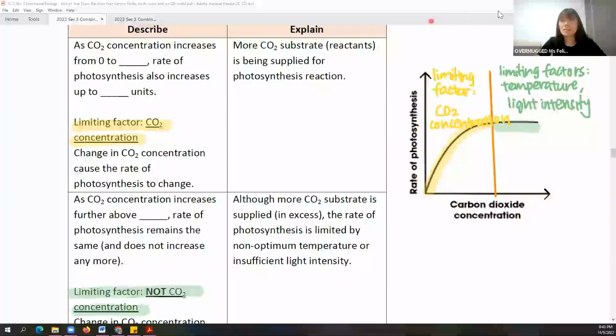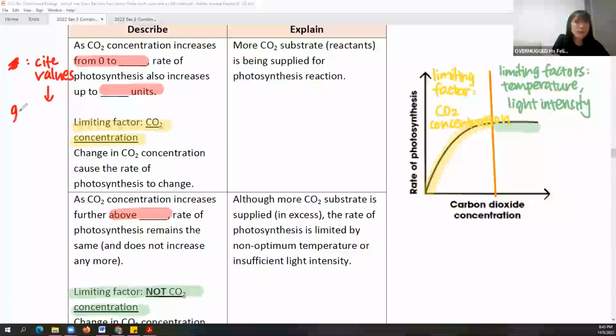Take note, this is a data application skill. Can you follow me and highlight? You must quote the number. All these red color ones, you must always cite the values. This is needed for graph questions as well as table questions.